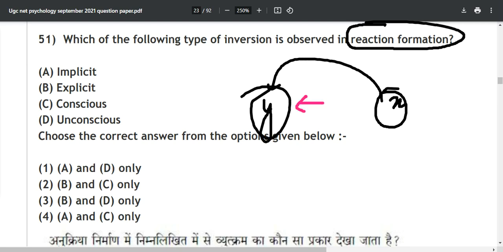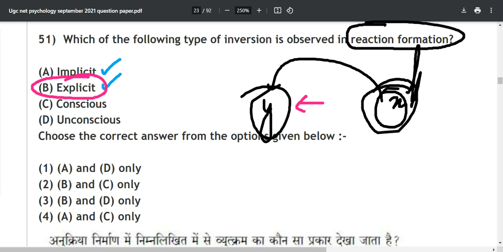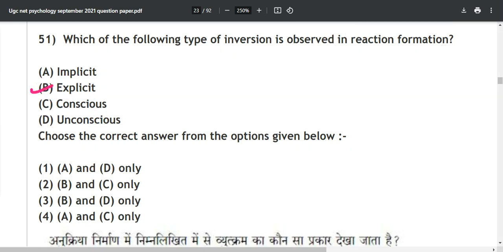Just simply try to analyze. If you are behaving in some way, if you are doing some actions, will it be implicit or explicit? If you are behaving in a certain way, then it will be explicit. But what you are feeling about yourself, will it be conscious or unconscious? Pretty obviously it would be something unconscious. That is why the answer is B and D only.